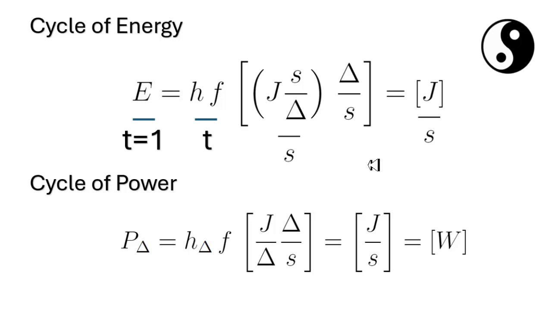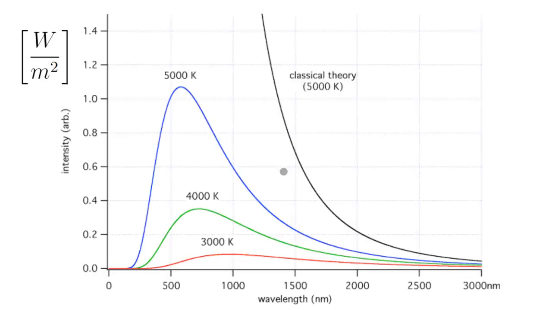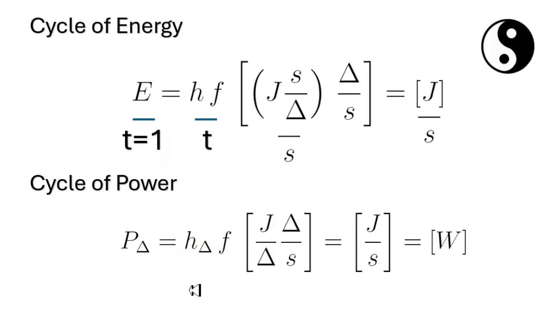Okay, so this is how we convert Planck's energy equation to a power equation, and as I said in the previous video, the reason I'm doing this is because the original black body experiments were done in terms of power. They were plotted in terms of wavelength per intensity, or sometimes frequency per intensity, and intensity has units watts per meter squared.